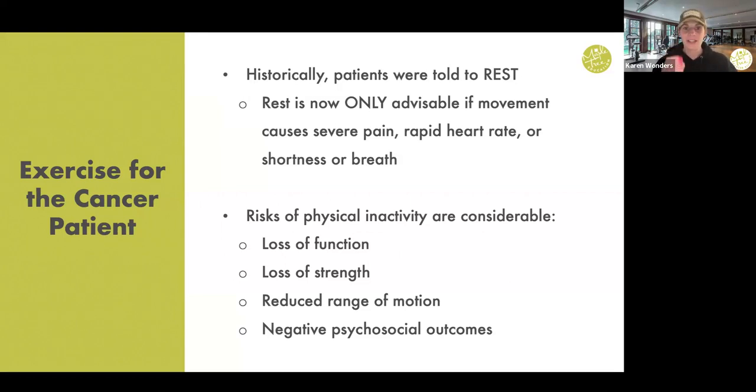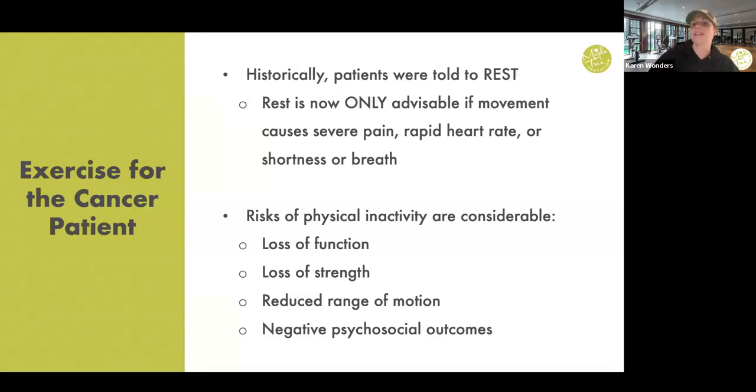Also, keep in mind, what are the risks of physical inactivity? Meaning, if the patient decides to rest instead of doing exercise, what that patient can expect to see is a loss of function, a loss of strength, reductions in range of motion, and negative psychosocial outcomes as they go through their cancer treatment journey. So the risks of physical inactivity are considerable.